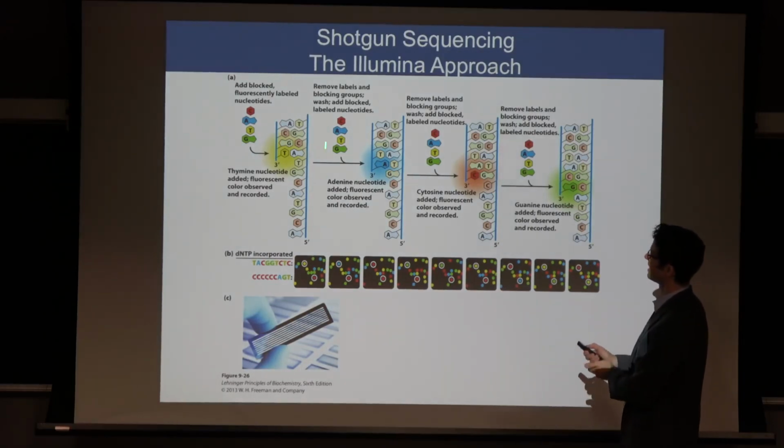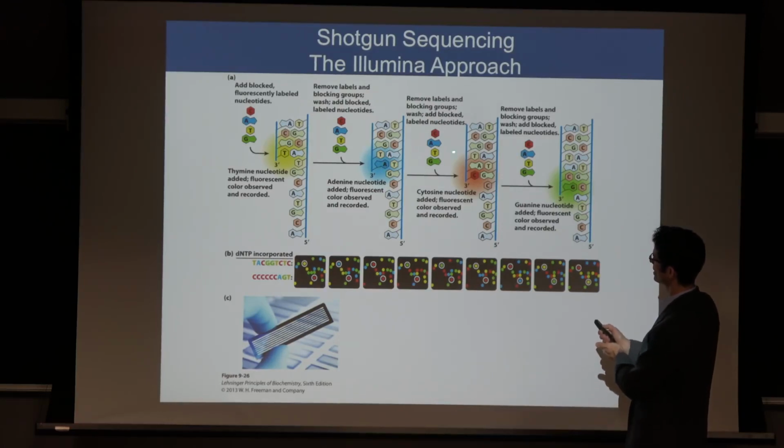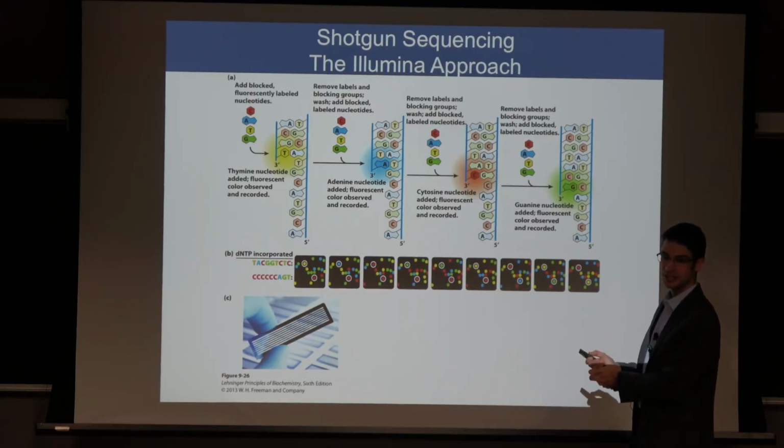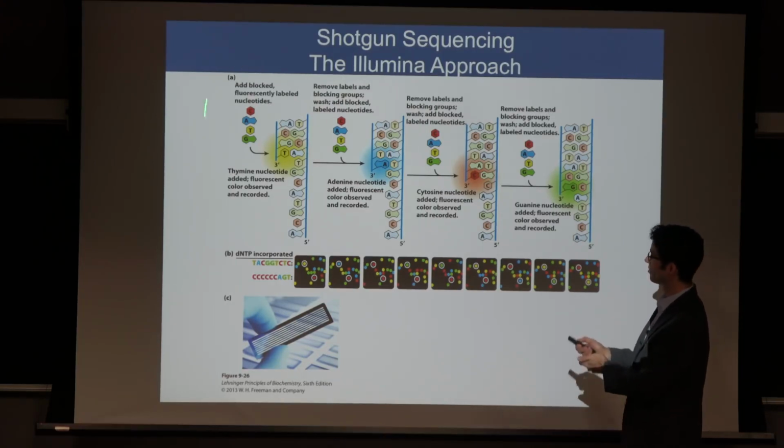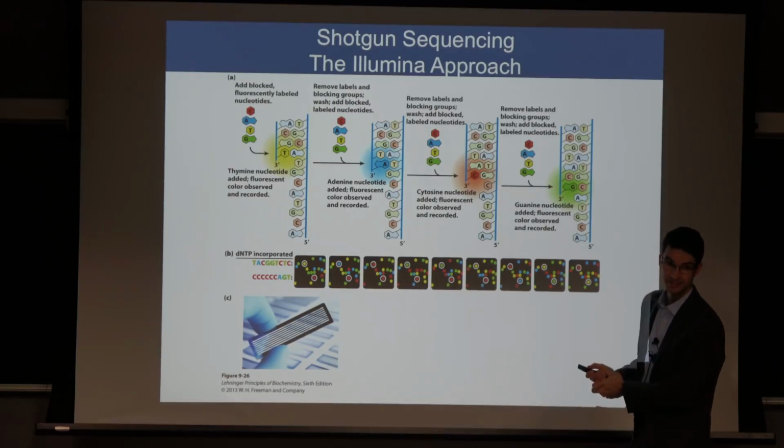You take the DNA fragment of interest, then you flow through fluorescently labeled DNA nucleosides, then they bind. Then you do some chemistry, and then you do it again, and then the A binds to the T, then you do some chemistry, and you flow through the next one, then the C binds to the G, and so on. And each time you get a binding event, this thing lights up with that color.